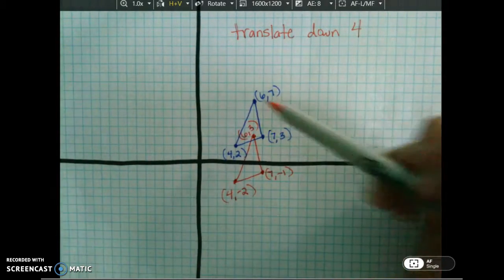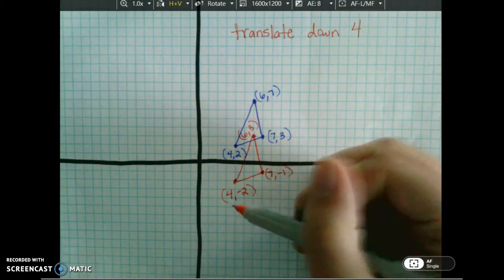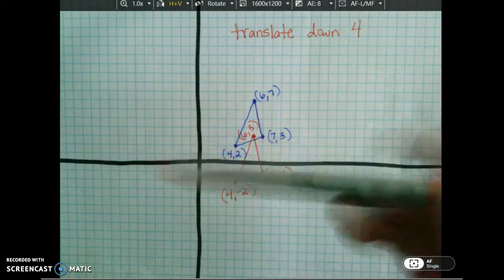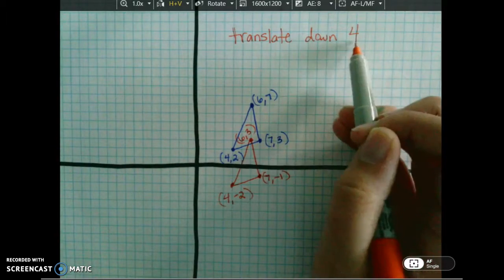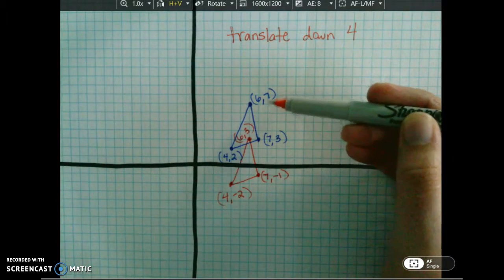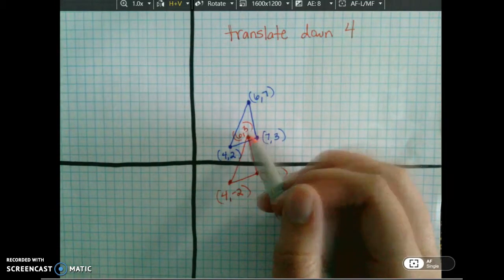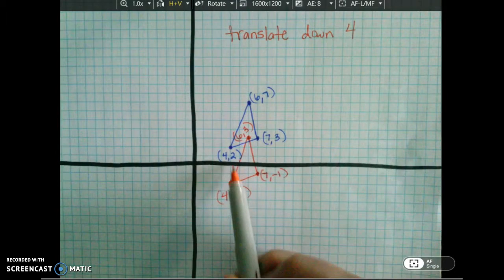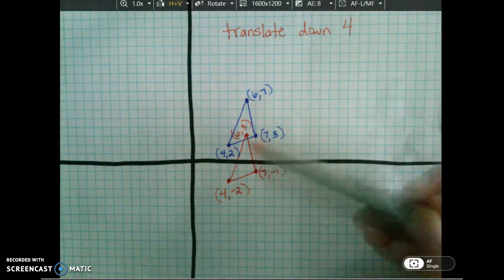Now let's look at what happened. All my x's were 6, 7, 4. My x's are still 6, 7, and 4. My x's didn't change because I moved down. X goes left and right. I didn't go left or right. I went down. So only my y's changed, and they changed by 4. 7 minus 4 is 3. 3 minus 4 is negative 1. 2 minus 4 is negative 2. So I used those points to move.